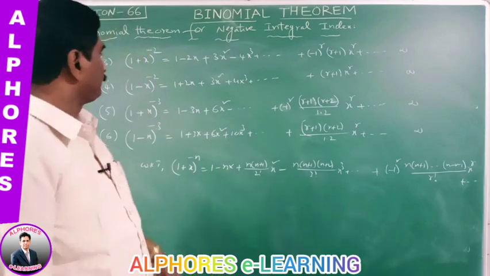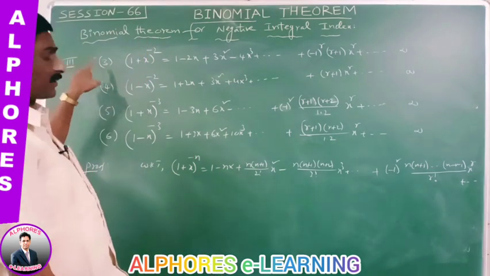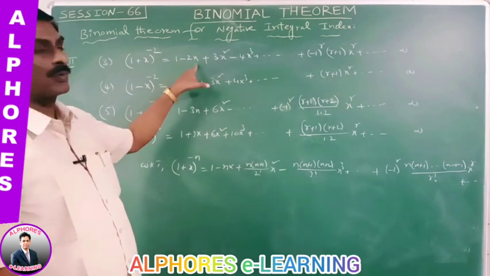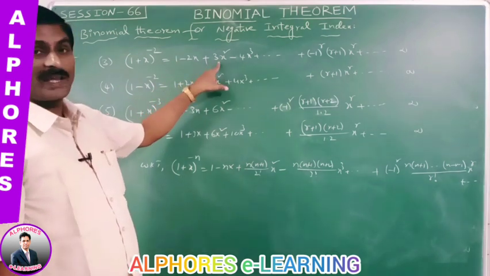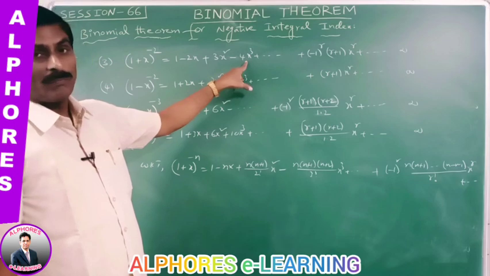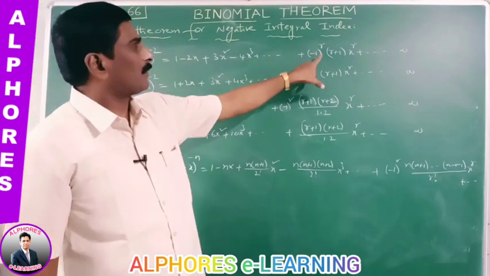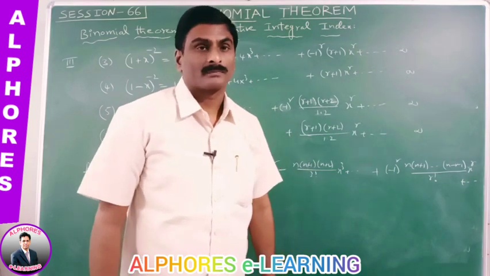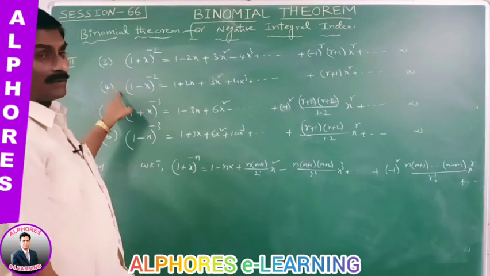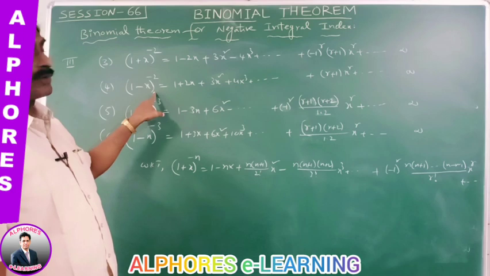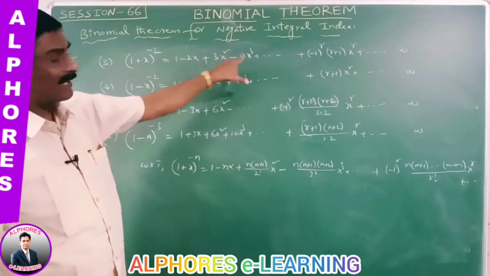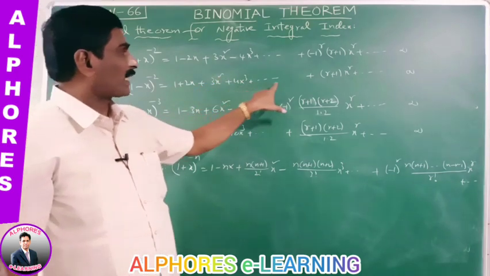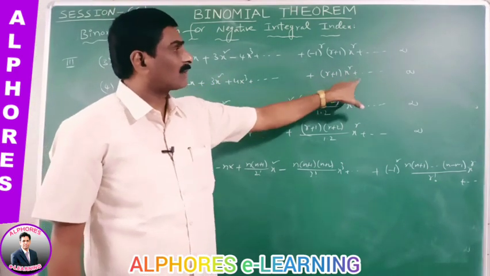Next, third one. In Roman numeral 3, third point. (1 + x)^(-2) = 1 - 2x + 3x² - 4x³ + ... + (-1)^r (r+1) x^r + ... infinite. Fourth one, (1 - x)^(-2). In the previous case it is alternately plus and minus; in this case all are positive. 1 + 2x + 3x² + 4x³ + ... + (r+1) x^r + ... infinite.